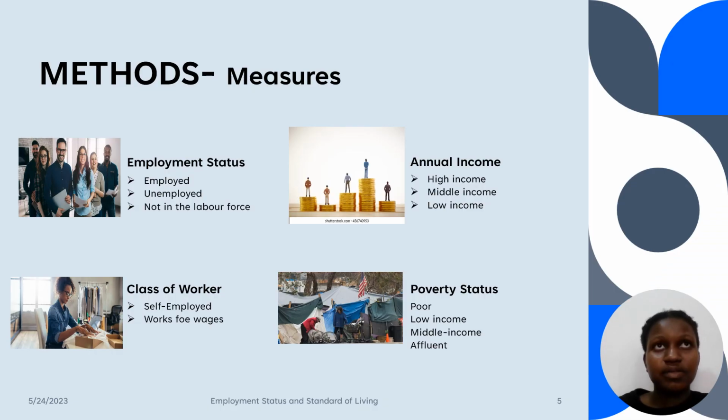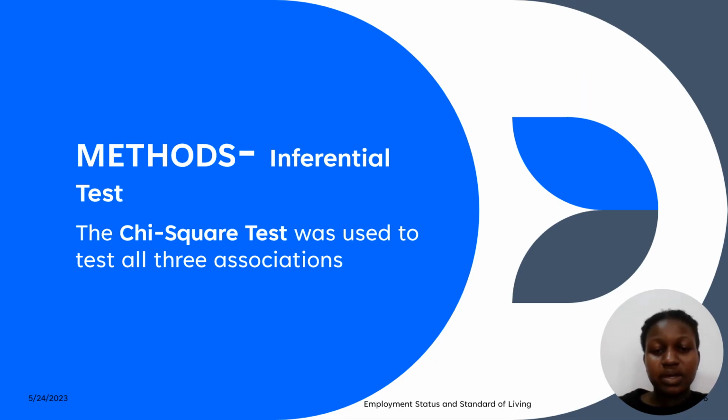In measuring my variables, for the employment status variable, individuals were categorized into whether they were employed, unemployed, or not in the labor force. For annual income, individuals were grouped into various income groups based on their total annual income. For the class of worker variable, individuals were asked whether they worked for wages or were self-employed. And poverty status was calculated by dividing the household annual income by the poverty threshold. As of 2021, the poverty threshold of the USA was $24,858. The chi-square test was my major statistical test used in testing all three associations.